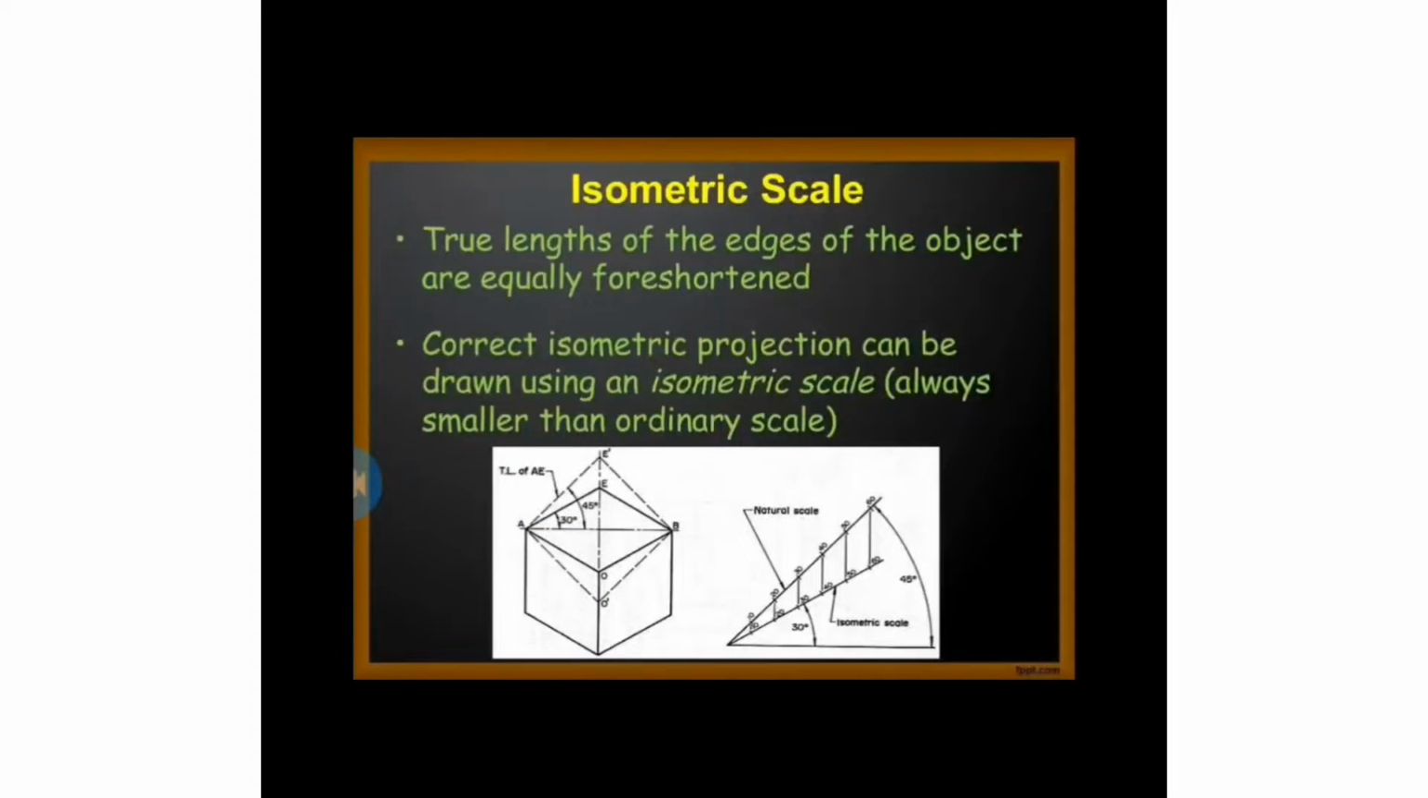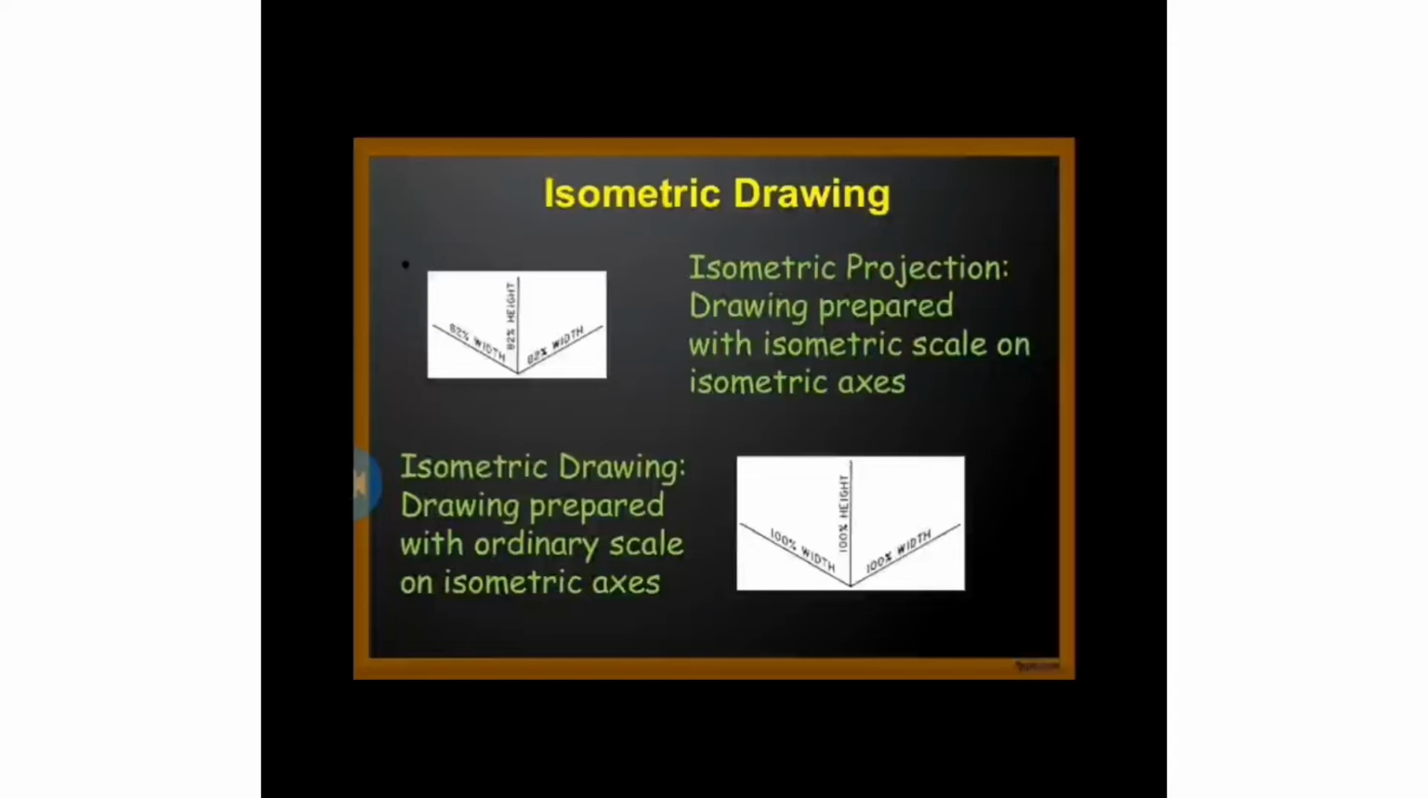Isometric scale: the true lengths of the edges of the object are equally foreshortened. Correct isometric projections can be drawn using an isometric scale, which is always smaller than the ordinary scale. Isometric drawing: an isometric projection is a drawing prepared with the isometric scale on isometric axes, and an isometric drawing is a drawing prepared with the ordinary scale on isometric axes.